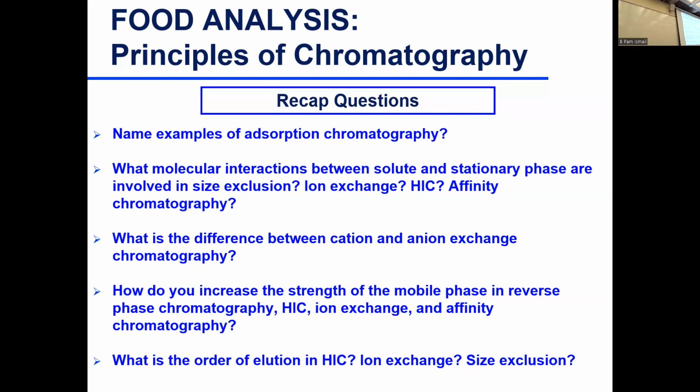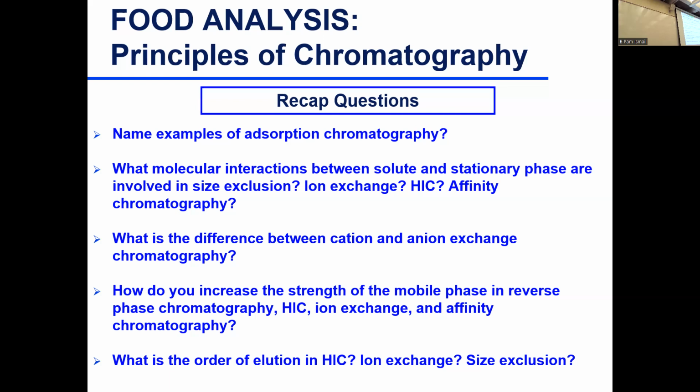All right, how do we increase the strength of the mobile phase in reverse phase chromatography? Let's have the reverse phase chromatography. All of you did caffeine, half of you did caffeine. But we did talk a lot about reverse phase. You have a non-polar stationary phase and a polar mobile phase. How do we increase the strength of the mobile phase over time?